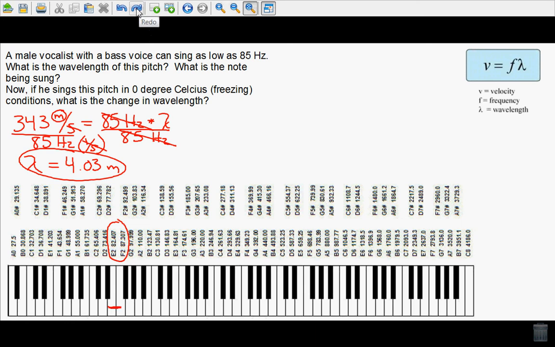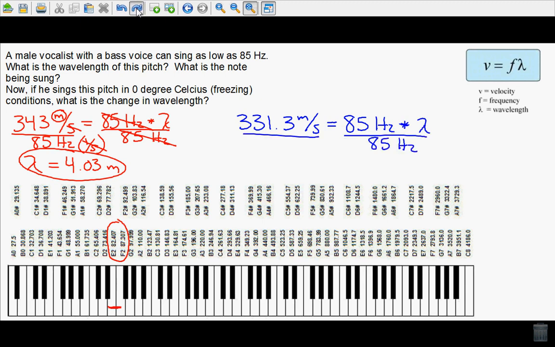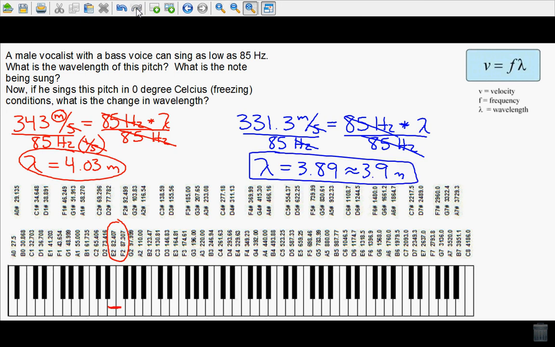Okay, so what about 0 degrees Celsius temperature? We already established that that is 331.3 meters per second of velocity, and that'll be equal to 85 hertz times wavelength. That leads to a change in the wavelength, and the wavelength is going to be equal to 3.89 meters, which is about 3.9 meters. So with a 20-degree drop in temperature, going from basically room temperature, 68 degrees, to freezing, the wavelength changes by about 0.1 meters. So not a huge change in wavelength.